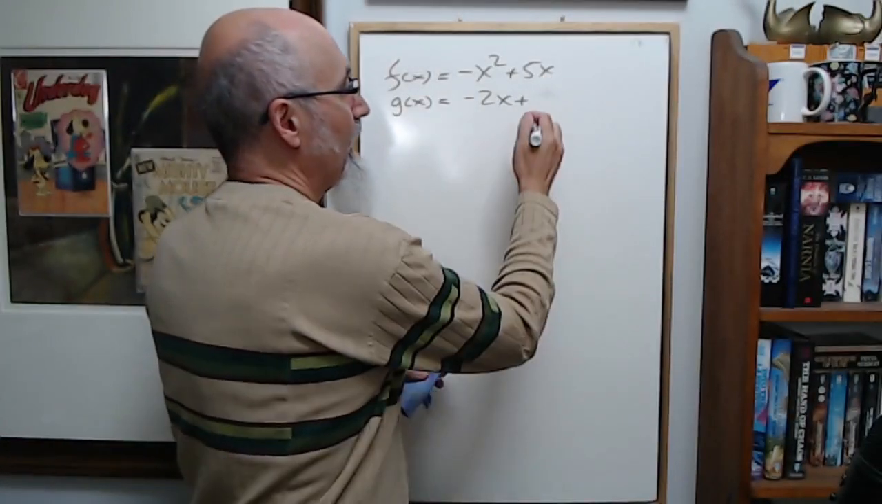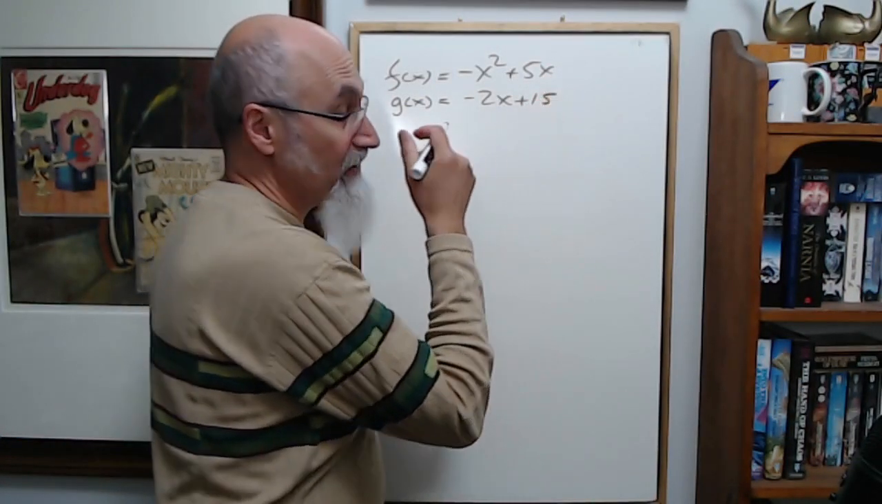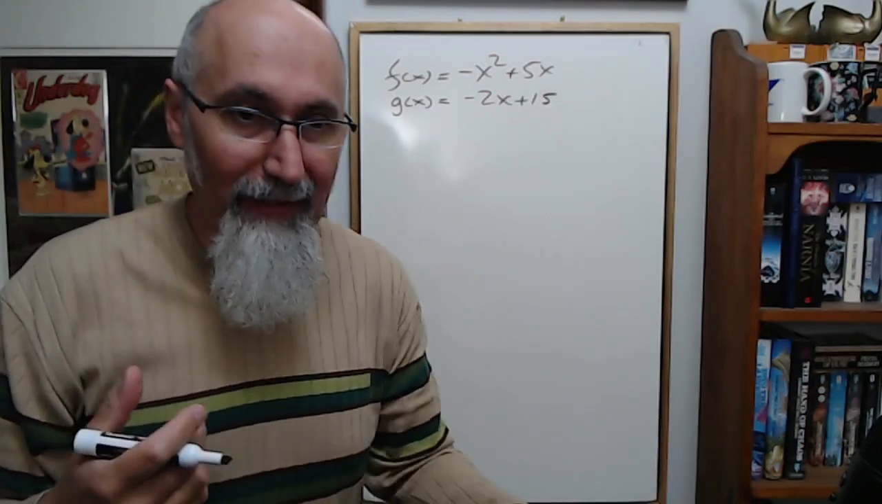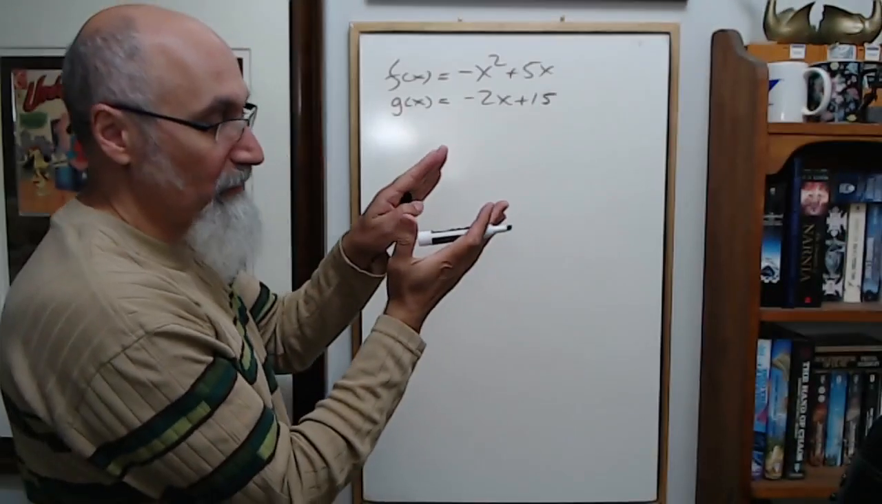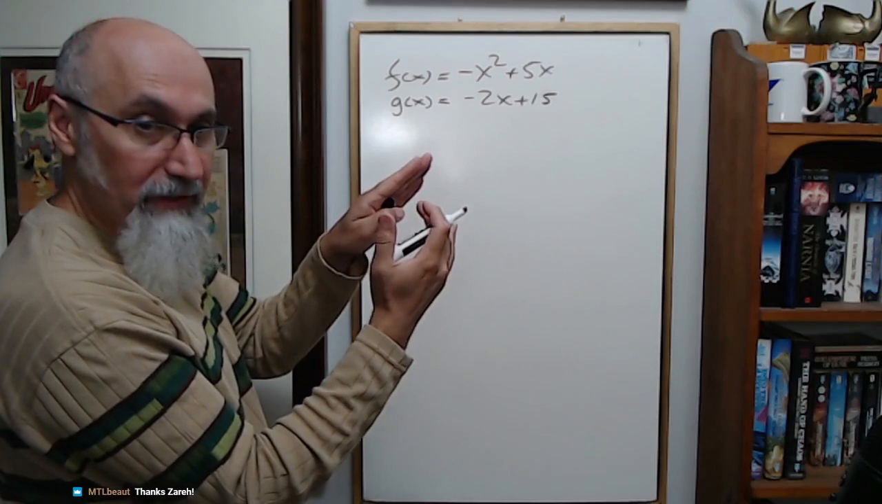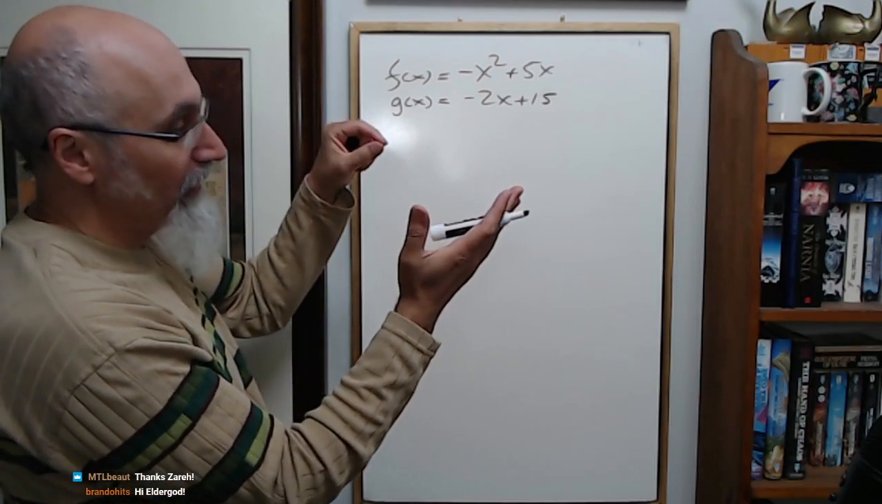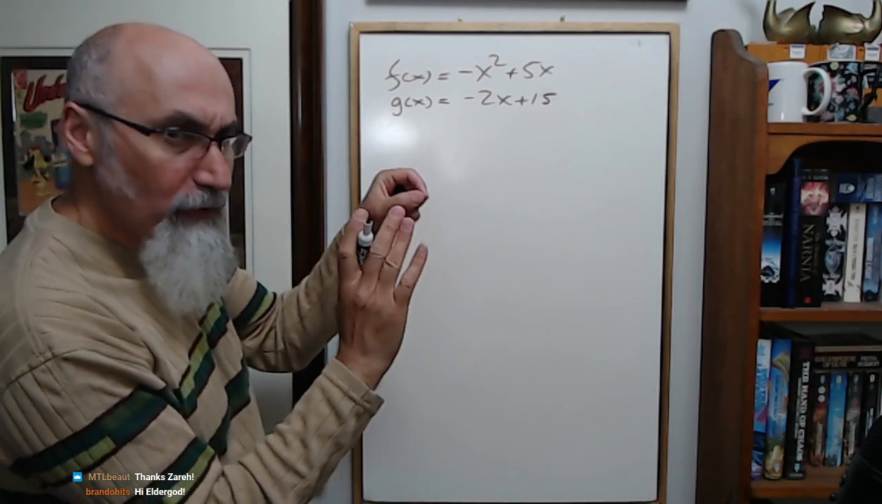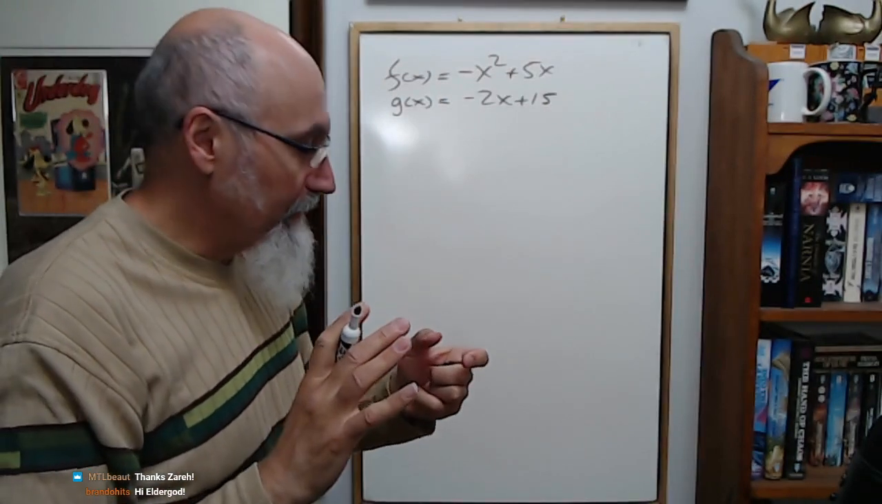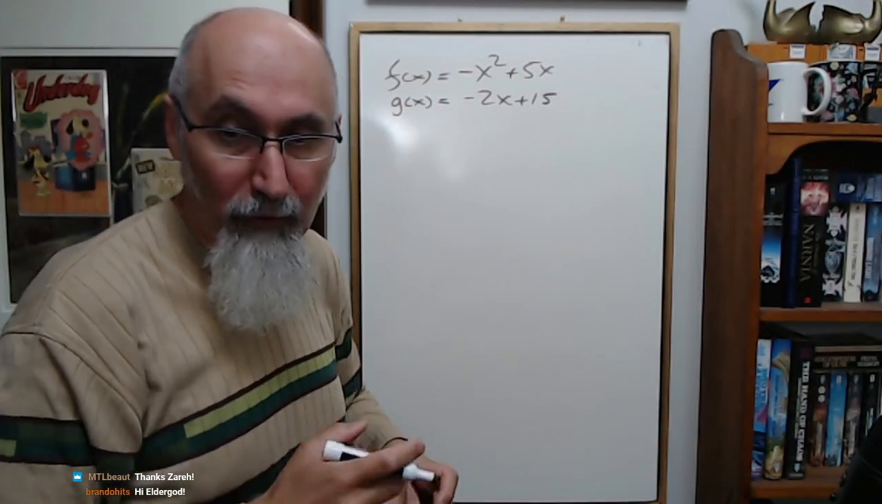Okay. Now, keep in mind that it just doesn't have to be a quadratic and linear. It could be two linear lines that are parallel and you want to find the shortest distance. It could be a linear line and a point and what's the shortest distance. And you sort of follow the same technique that we're about to do here.